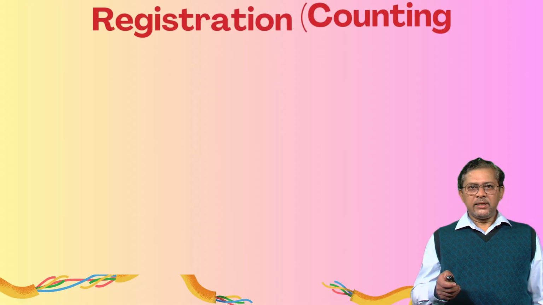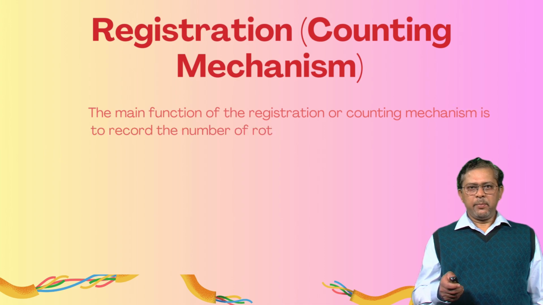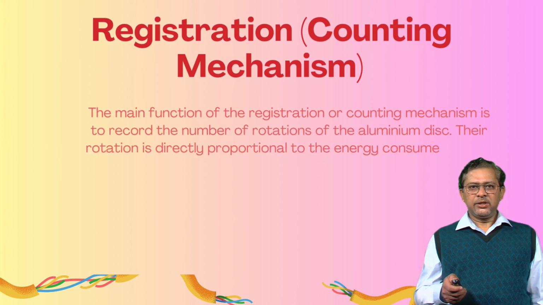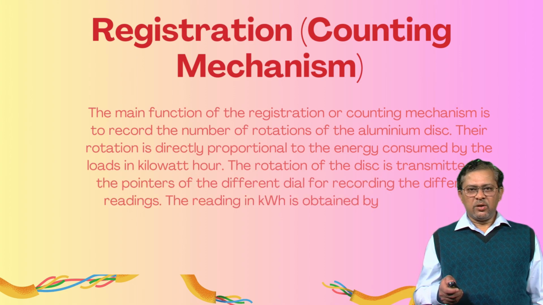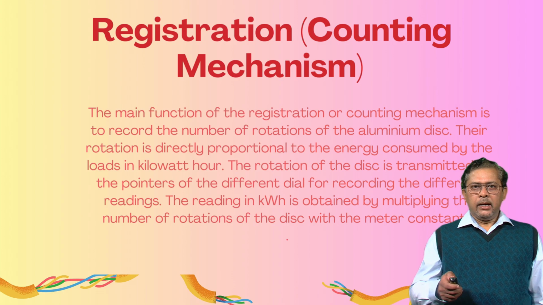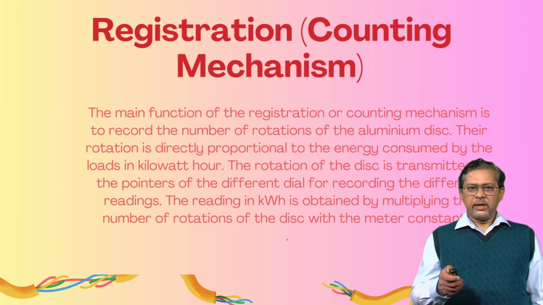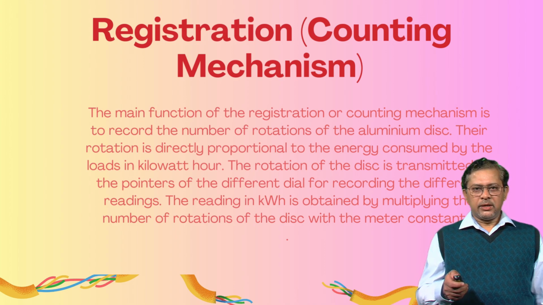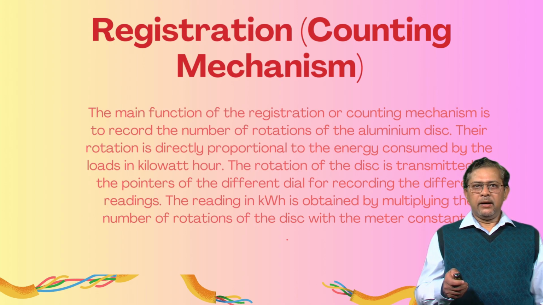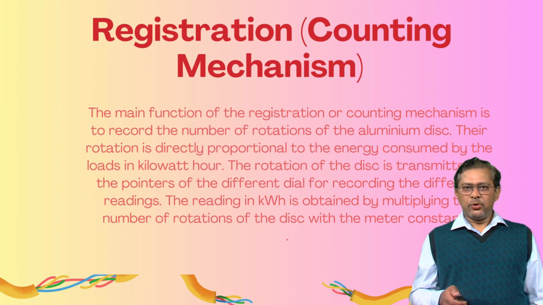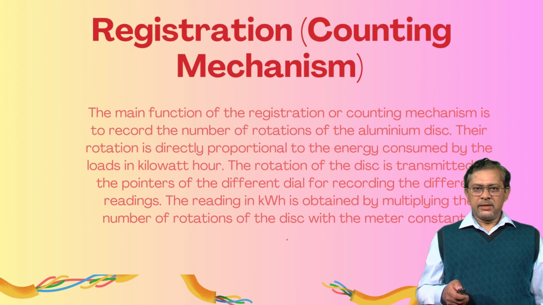Now, number four is the registration or the counting mechanism. The main function of the counting mechanism is to record the number of rotations of the aluminum disc. Their rotation is directly proportional to the energy consumed by the loads in kilowatt hour. The rotation of the disc is transmitted to the pointers of the different dials for recording the different readings. The reading in kilowatt hour is obtained by multiplying the number of rotations of the disc with the meter constant.